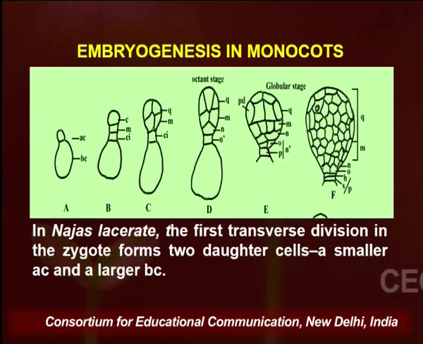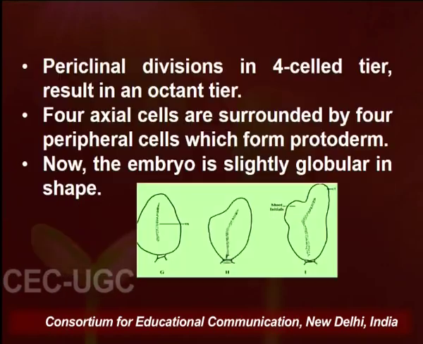Here the first division in the zygote forms 2 daughter cells, a smaller apical cell and a larger basal cell. You can see here that the basal cell is not undergoing any further divisions, and it matures into a single celled suspensor haustorium. The apical cell again divides transversely, building a filamentous row of 4 cells, and all these cells contribute to the formation of the embryo.